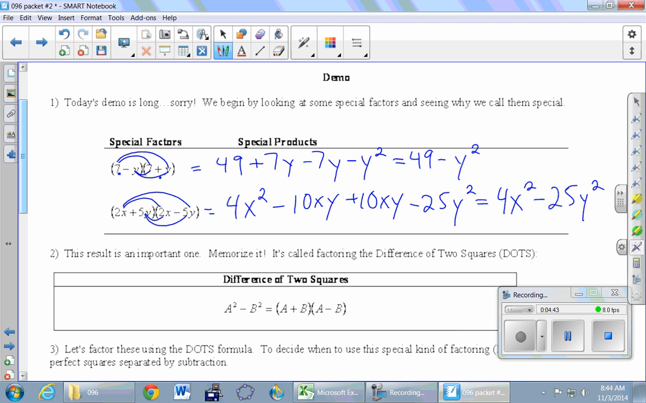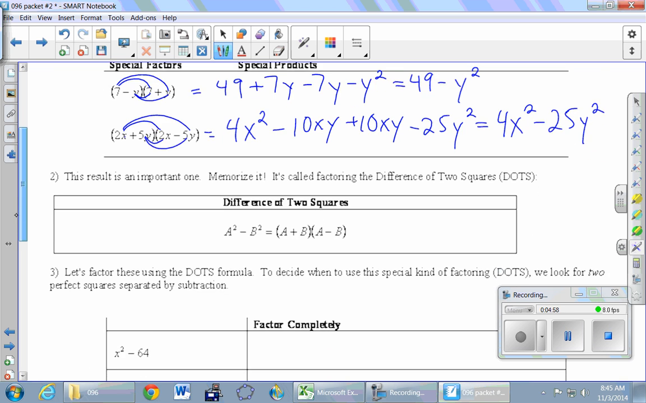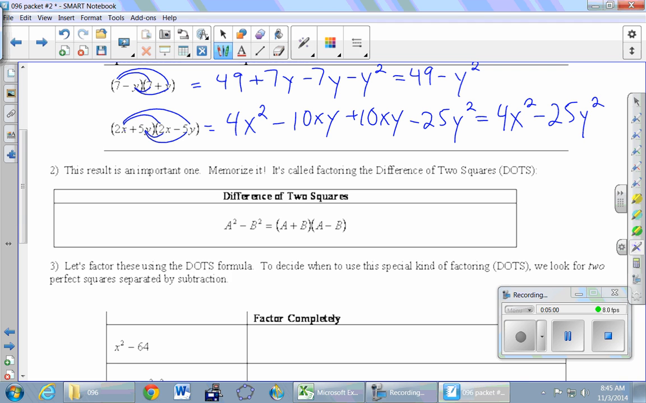7 minus y, 7 plus y. Exactly the same, except 1 minus, 1 plus. Yes? And in the next example, 2x plus 5y, 2x minus 5y. Exactly the same, 1 plus, 1 minus. And that's what makes it so that the 2 terms in the middle cancel. And so we'll go on to number 2, Lydia.